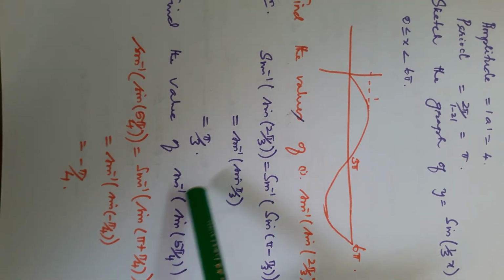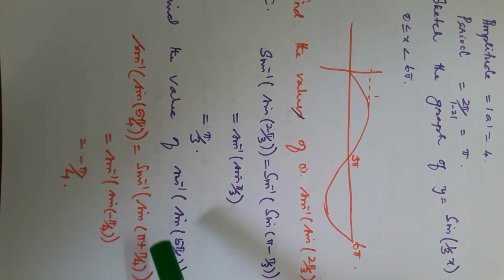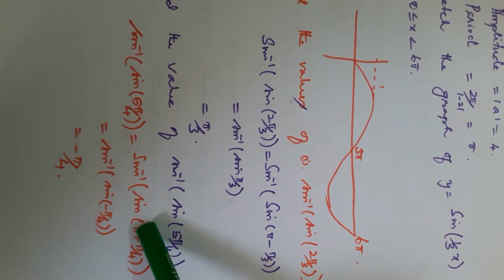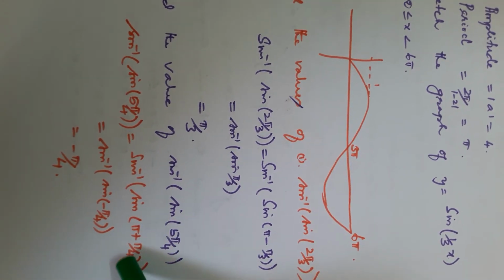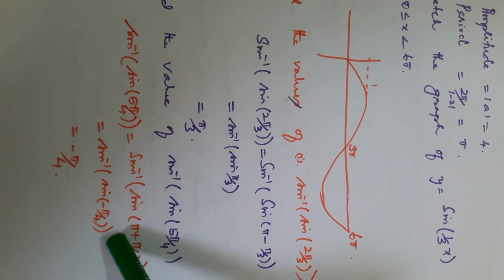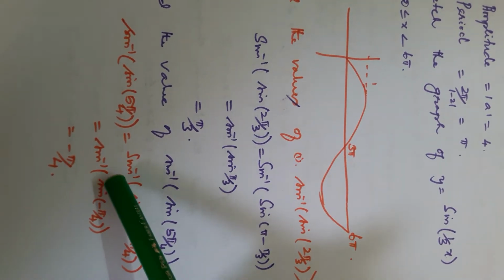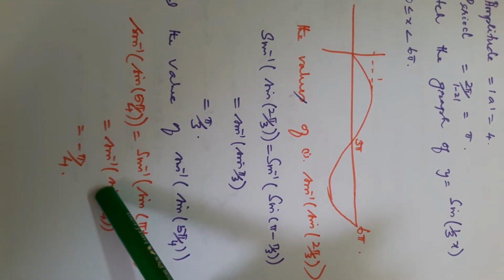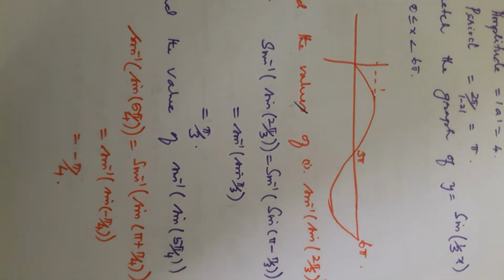Like that, sin⁻¹(sin 5π/4), it is π + π/4. So it becomes the third quadrant, right? π + π/4 is in the third quadrant. In the third quadrant, your sine value is negative. So sin(−π/4). Again sin⁻¹ and sin cancel, your answer is −π/4.